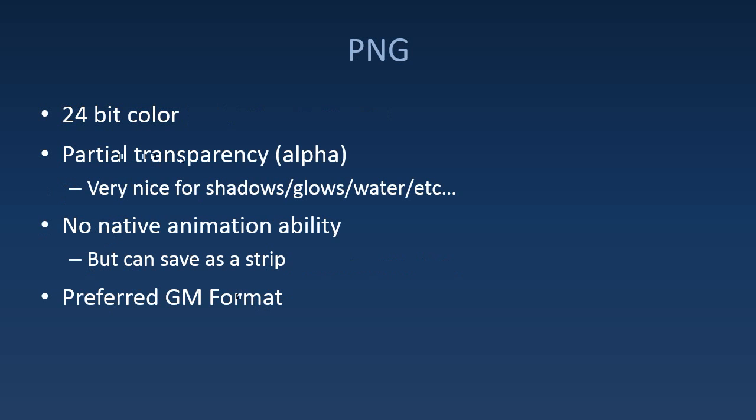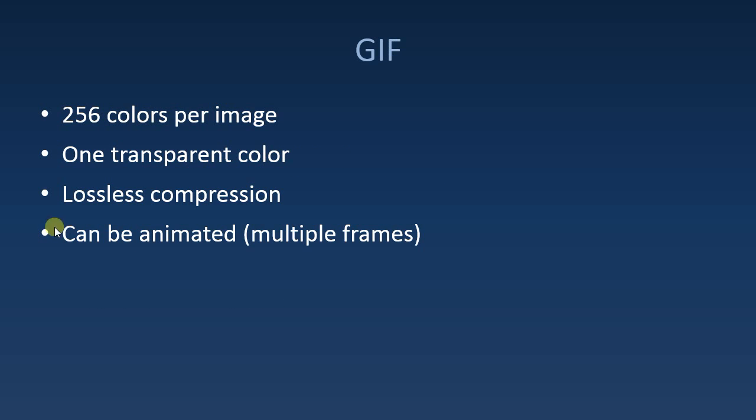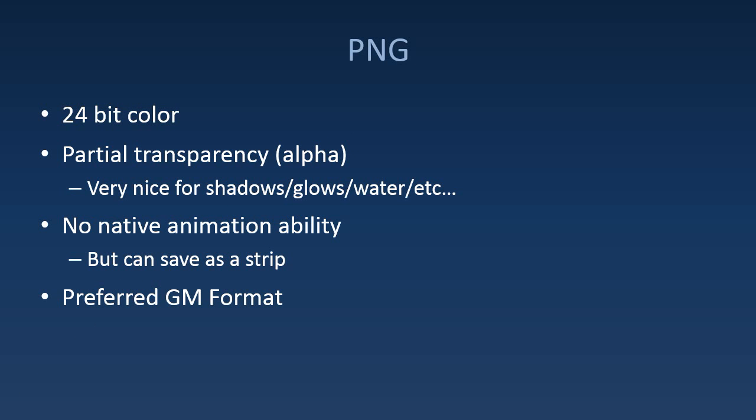PNG files, portable network graphics, are 24-bit, so like JPEG, they can store a very wide range of colors. They can have transparency, and unlike GIFs, which can have one transparent color, PNG files can have partial transparency. So you could have like a black cloudy area under a character that is partially transparent and looks like a shadow on top of whatever you place that character on. So if you put them on top of grass, you'd see kind of little darkness covering the grass, but you'd be able to see the grass through it.